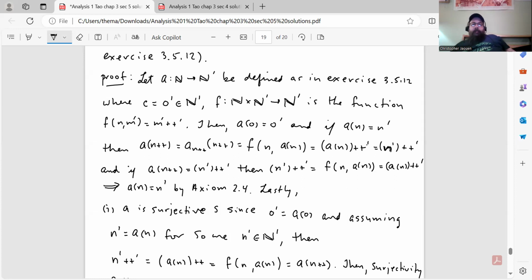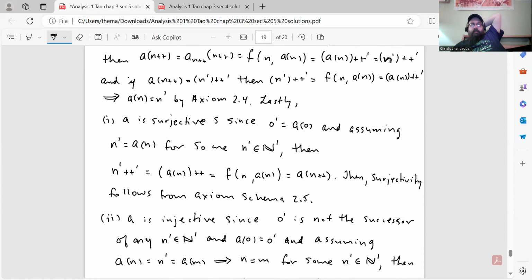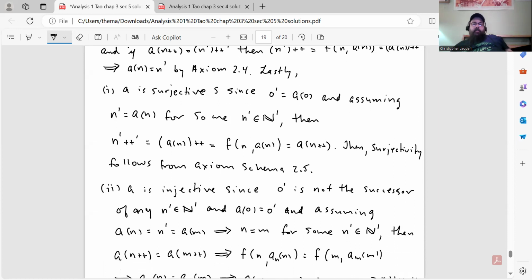And if A n plus plus is equal to n prime plus plus prime, then n prime plus plus prime equals f of n comma A n, which is equal to A of n plus plus prime, which implies that A of n equals n prime by axiom 2.4. And then lastly, we have to show that the function A is a bijection. So we have to show it's surjective and injective, which I did by using axiom schema 2.5, which is the induction axiom.